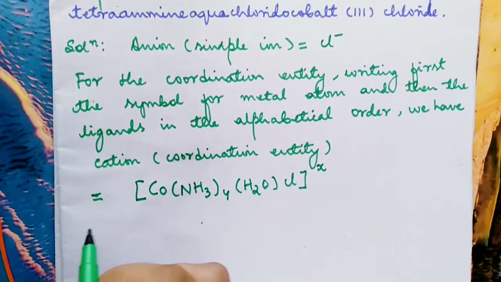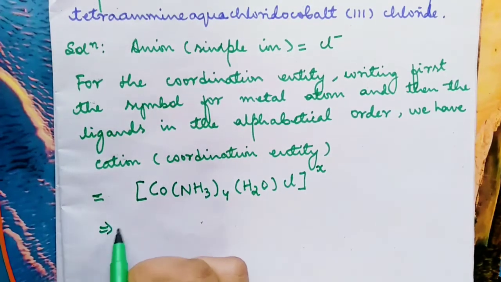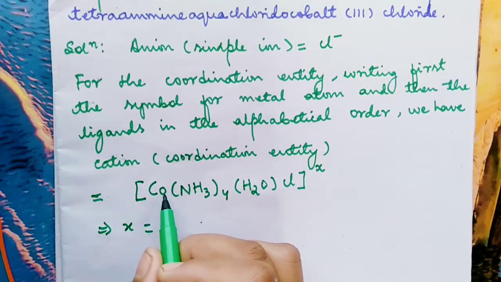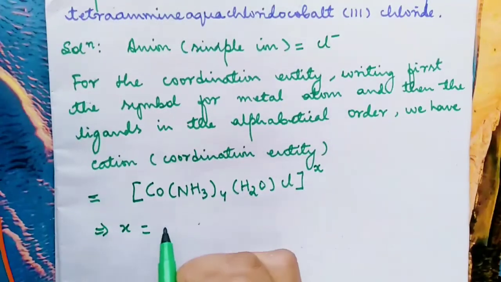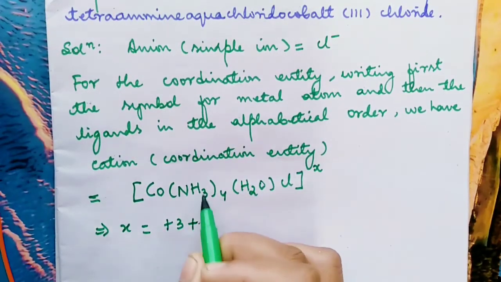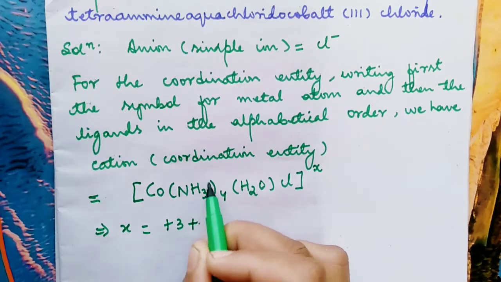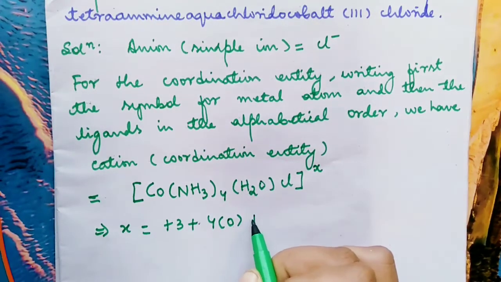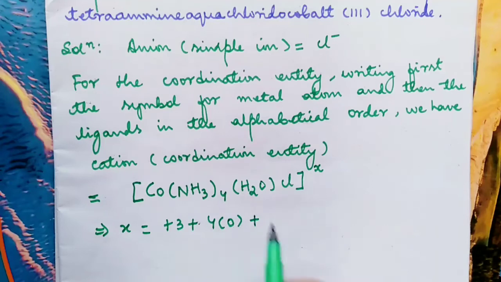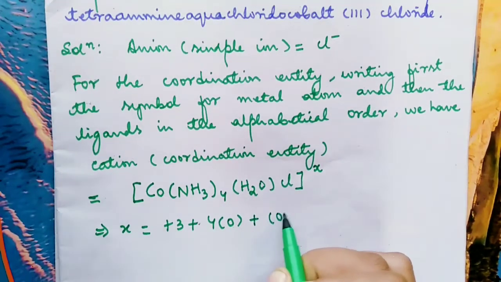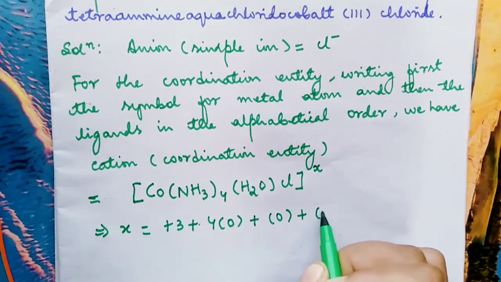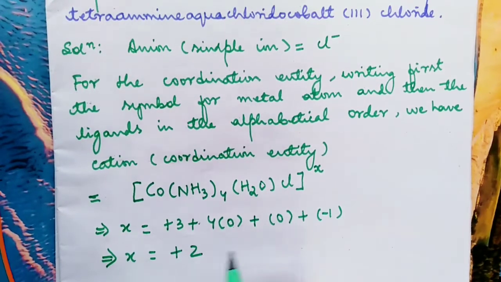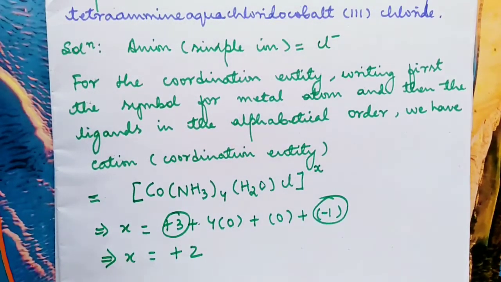So now let us calculate that. How is X calculated? X is equal to the charge on the central metal atom, the oxidation state, which is 3, plus 4 times the charge on the ligand. The charge carried by NH3 is 0. What about H2O? This is also a neutral molecule, so the charge is 0. What about Cl? It is minus 1. So what would be your X? Your X is plus 2. Plus 3 with minus 1, we have plus 2.